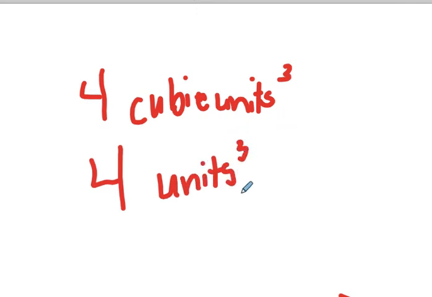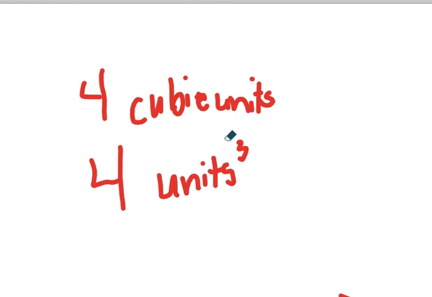Whoops, what was I doing? Oh, Miss Finmar, you're so wrong. There should be no little 3 here because you already wrote the word cubic here. Okay, so these are your labels, cubic units or units cubed, for 3-dimensional shapes that you're going to be counting the cubes to find volume.